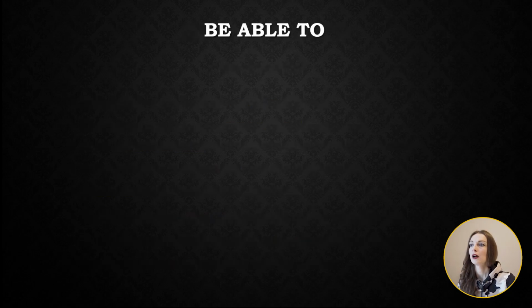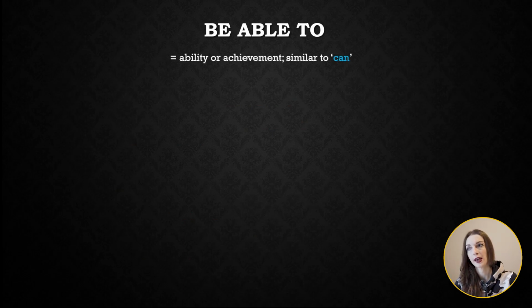Okay, be able to is an equivalent of can. It expresses ability or achievement. Let's see how it is used in the present, in the past, and in the future.